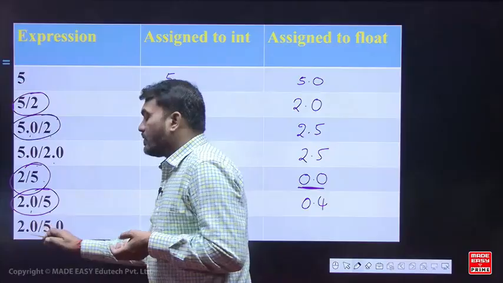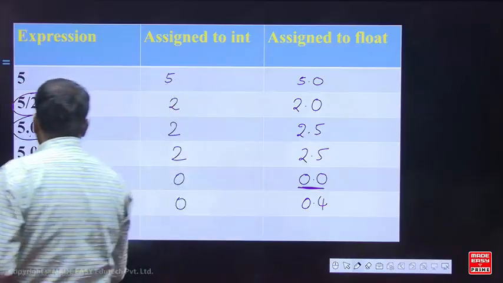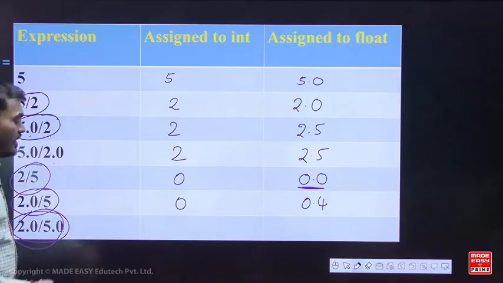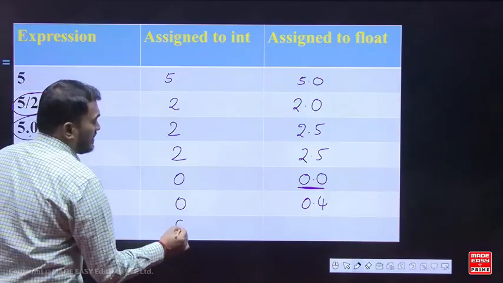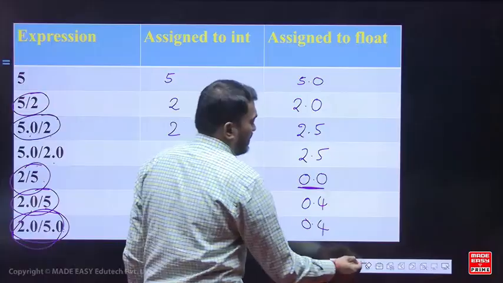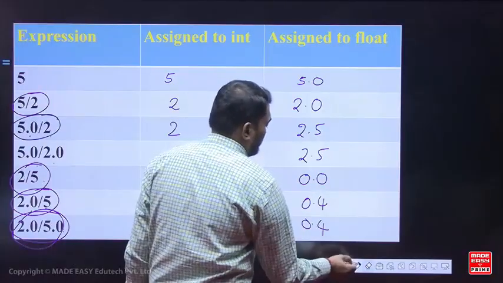And same thing. Both are float, so output will be float. So the actual answer of this according to C language is 0.4. But if I assign it to integer, it will print 0. If I assign it to float, it will print 0.4. Okay, right.